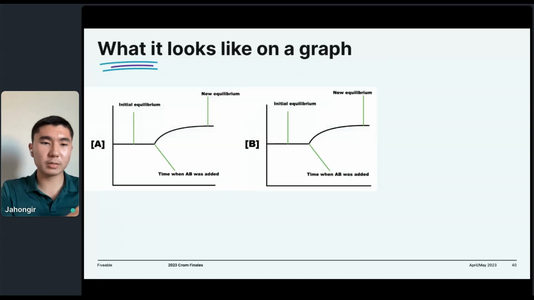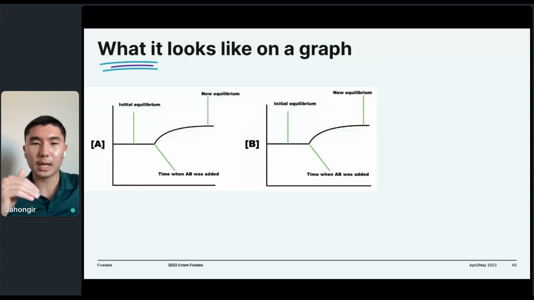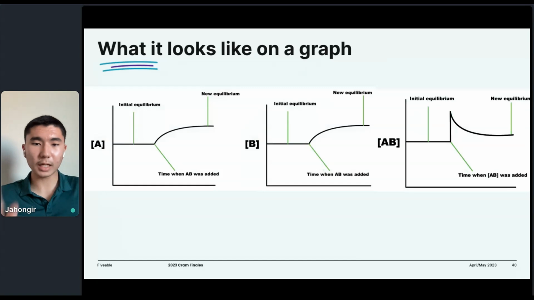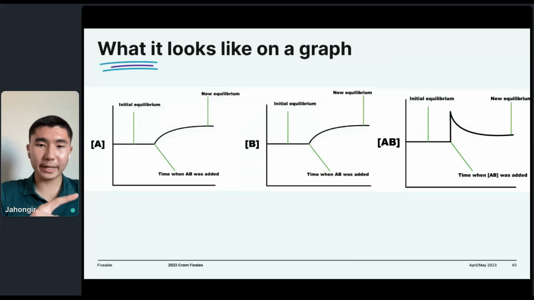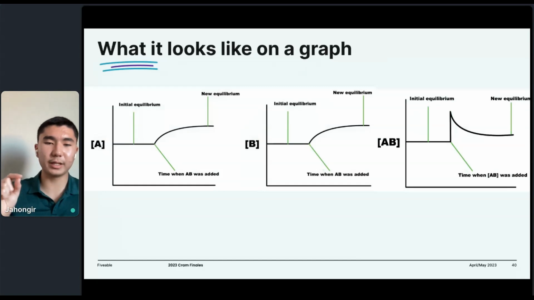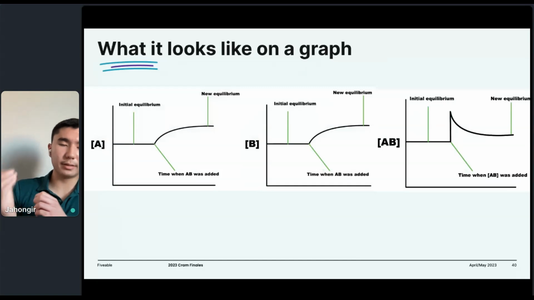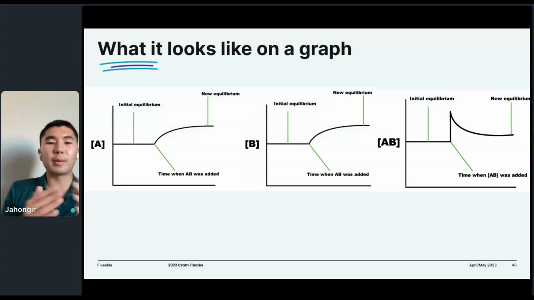Since we're adding more products, we need to increase the amount of reactants so we can keep that dynamic equilibria. And we have a higher new equilibrium. And for AB, when we add AB, we have less of an equilibrium. So when we're adding, for example, the product, it's going to have a dip. We're going to have a smaller equilibrium when it goes down. And this is basically a graph that'll show you the representations of equilibrium.